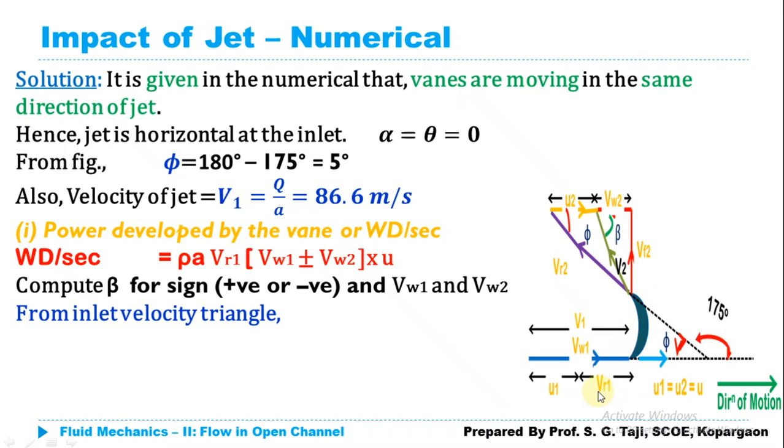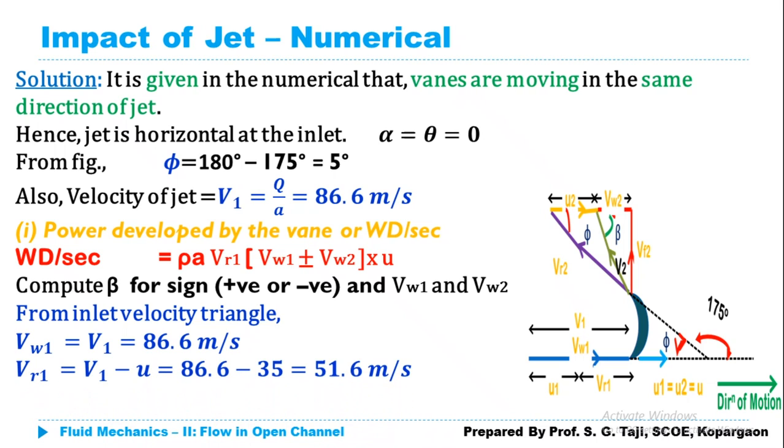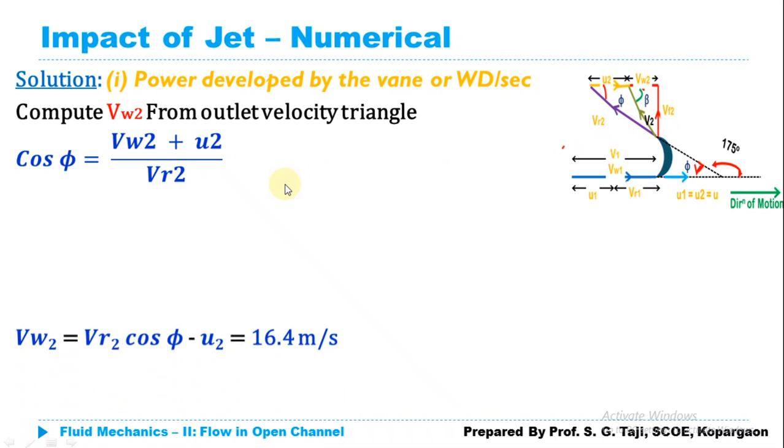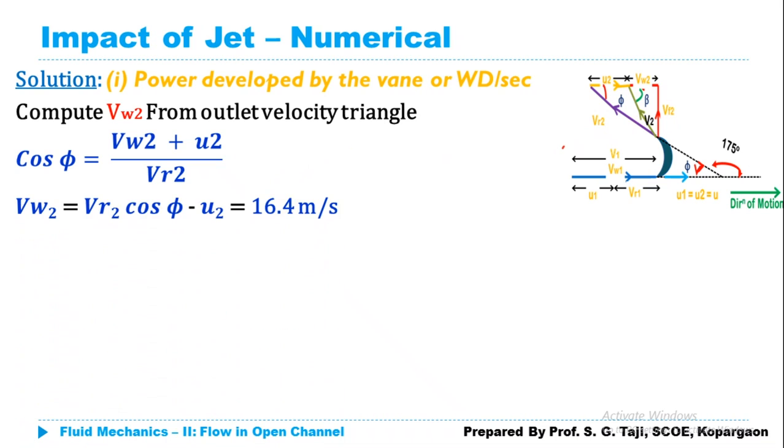So we need to compute VR1 from the inlet velocity triangle. Our VR1 will be equal to V1 minus U, that is 86.5 minus 35, which is coming out as 51.6 meter per second. So we can simply calculate beta by calculating VW2 and VF2. VW2 can be calculated by using this phi angle. Cos of phi is equal to U2 plus VW2 divided by VR2. We have already calculated VR2, so VW2 is equal to VR2 cos of phi minus U2, which is coming out as 16.4 meter per second.